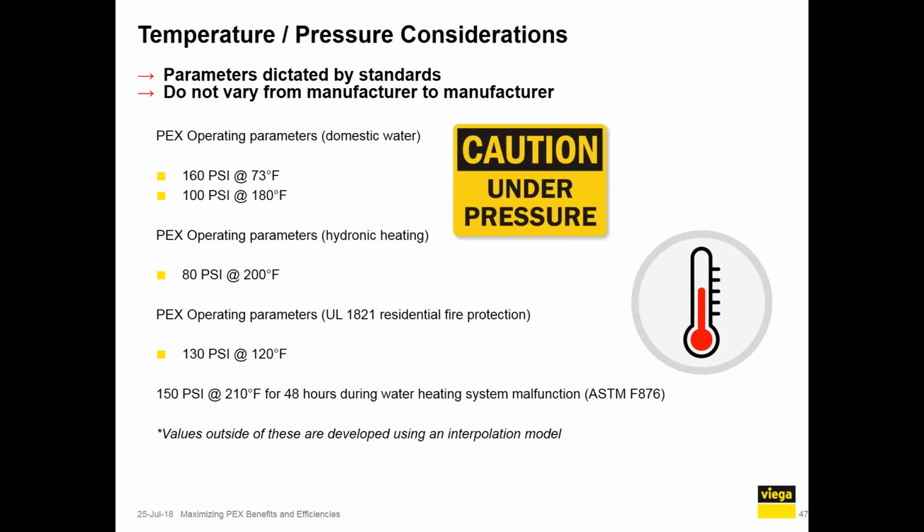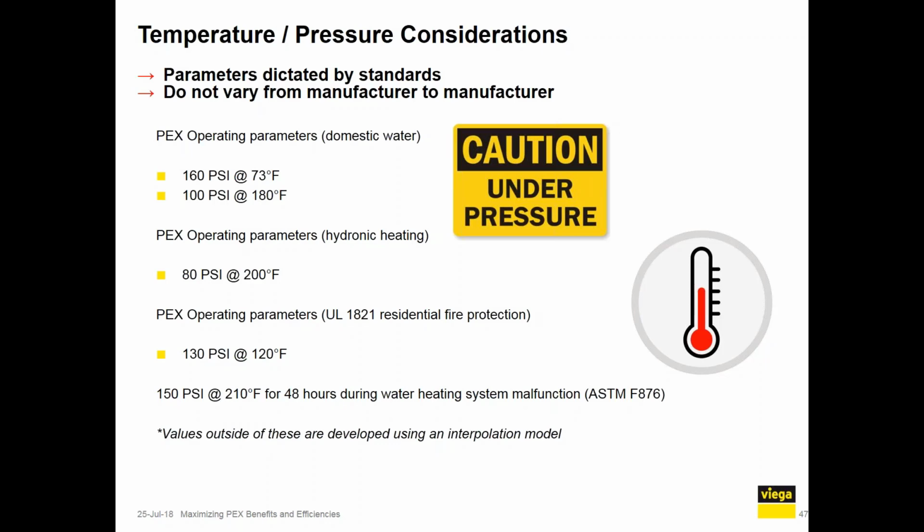And as you're designing your PEX system, what are the temperature and pressure considerations? The PEX operating parameters for domestic water are 160 PSI at 73, 100 PSI at 180 degrees Fahrenheit. And then for hydronic heating, it's a little different, 80 PSI at 200 degrees Fahrenheit.